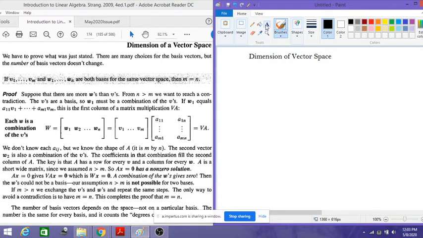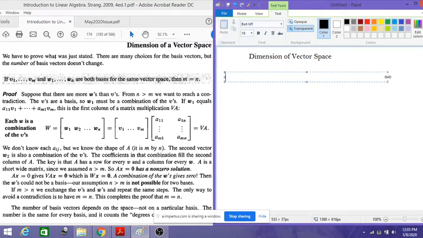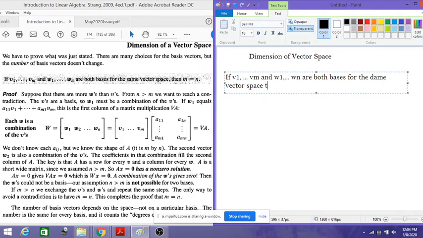So here, one definition is that, I'll come to the actual definition later. We'll consider a vector v1 up to vector vm, and another set of vectors, say w1 to wn, and if both are bases for the same vector space, then m should be equal to n.